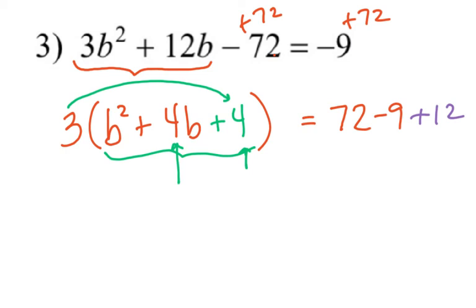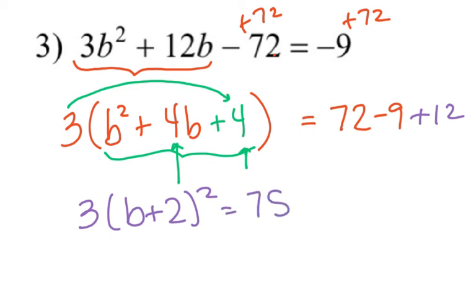When you're doing this and you have to do a factoring, you have to make sure what did you really add to both sides. So make sure you get that. I'm going to have my 3 out here, b plus 2 quantity squared, and then 72 minus 9 plus 12, which comes out to be 75.